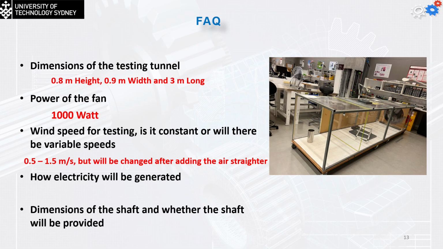But definitely, the speed of the testing, is it going to be constant, or will there be a variable speed? I can have variable speed on this fan that can take us from about 0.5 to 1.5 meter per second. But this will be changed after adding the flow straightener in the front, which is going to be affecting the speed. During the test, the wind speed is going to be constant.